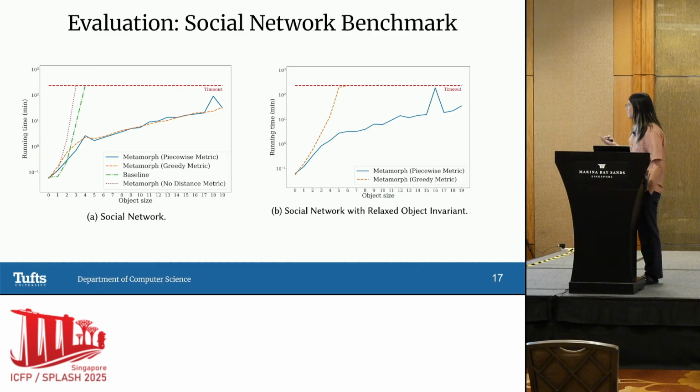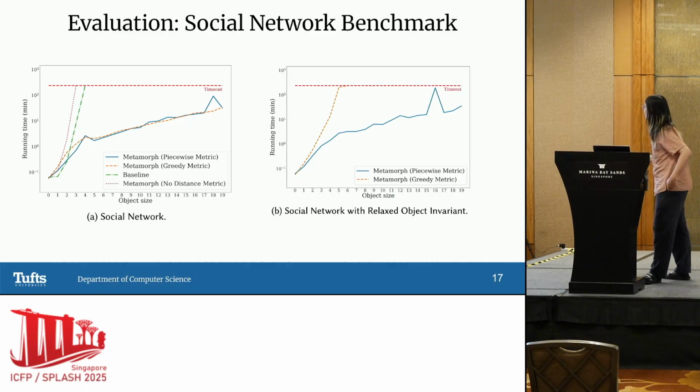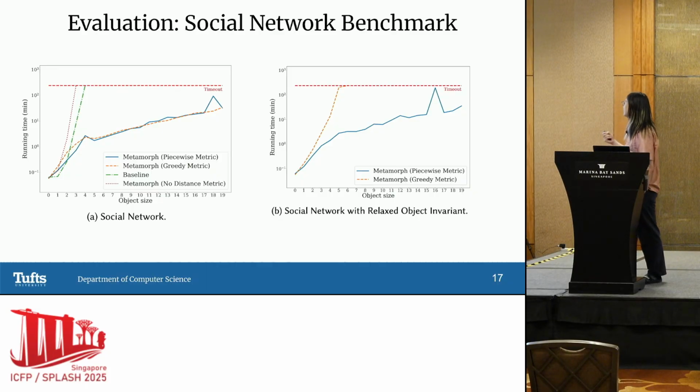Similar things happen for Metamorph without a metric to guide a search, because it will always consider junk states, where we just remove a user, so we have one, and we just get farther and farther away from the initial state. And here you can see that the two metrics we introduced actually don't differ from each other that much. This is because we have a strong object invariant on the social network database, where there are really not many states that we can explore. So instead, we have another case study where we relax the object invariant.